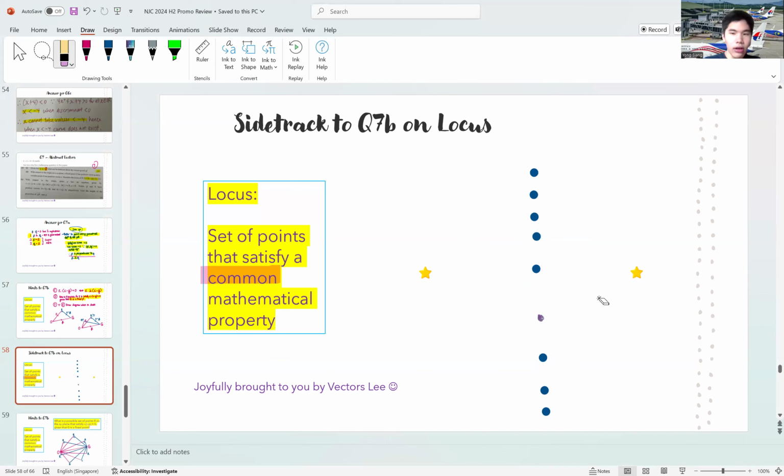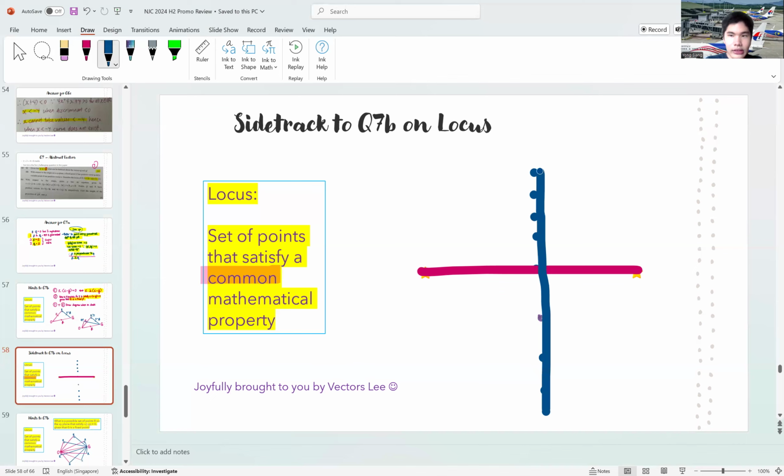Okay, if your answer is the perpendicular bisector, bingo, you are absolutely right. Why? Because this is the straight line joining the two stars, and then you pick these points and draw down the straight line. You notice that they are actually perpendicular to this line. And not only that.